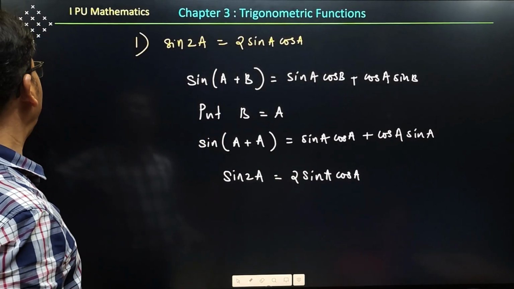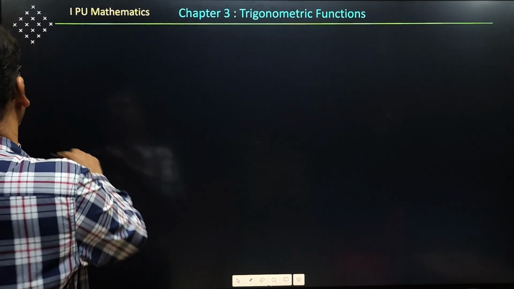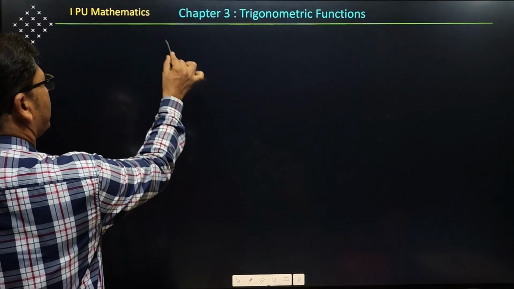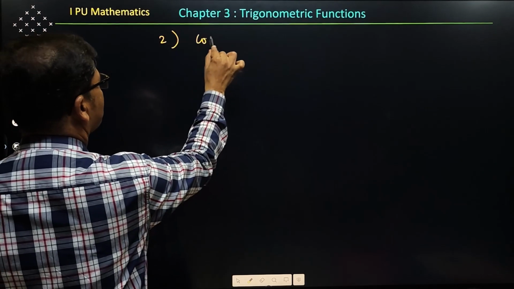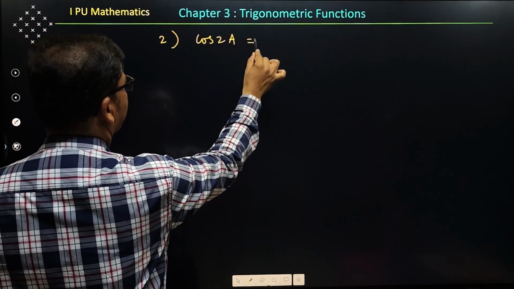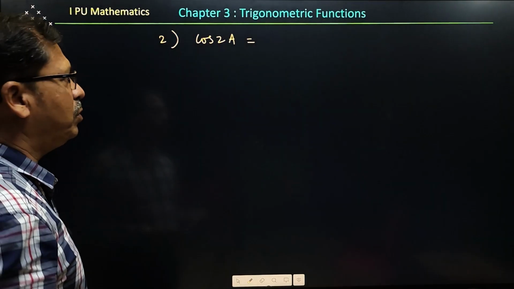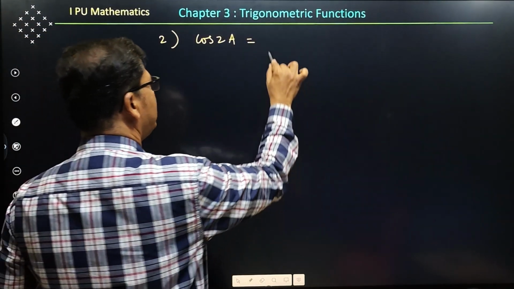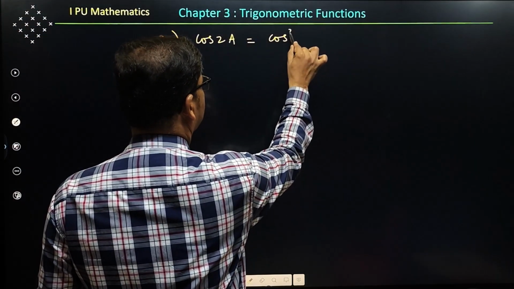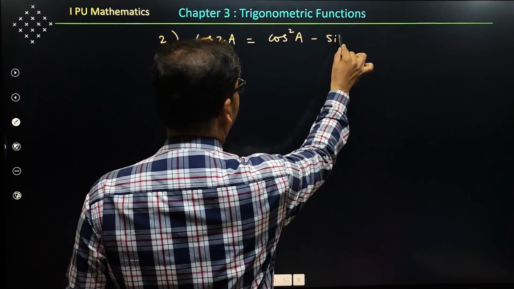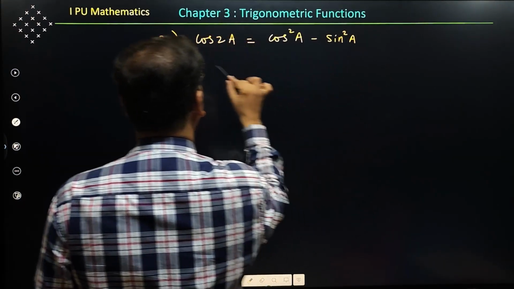Now next I would like to take into consideration cos 2A results here. Second one, cos 2A is equal to. See, we have three different sub results as far as cos 2A. First one is cos square A minus sin square A. The first result is cos square A minus sin square A.